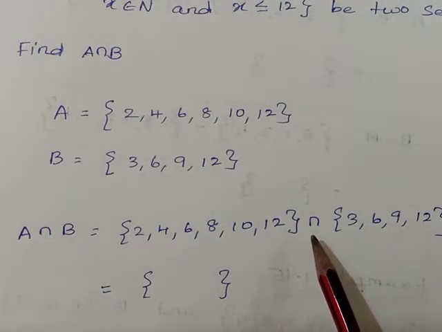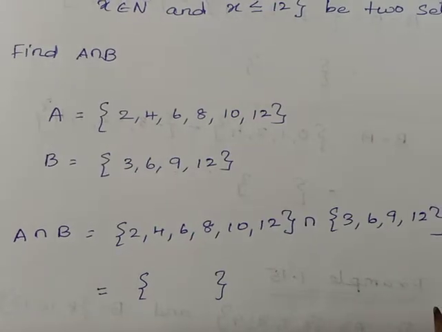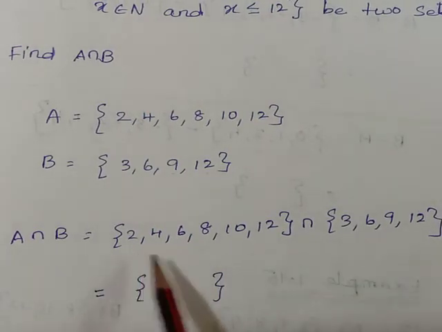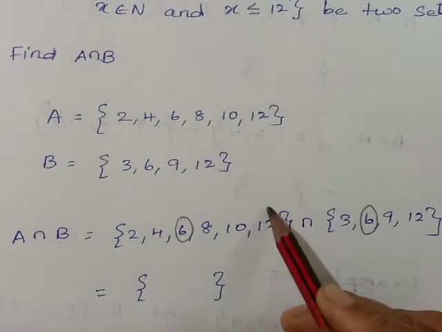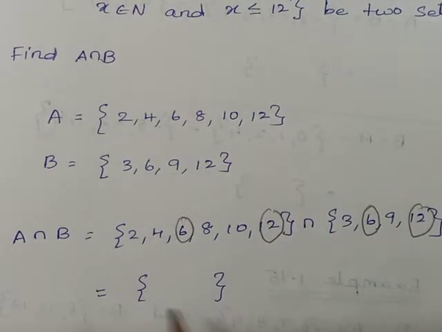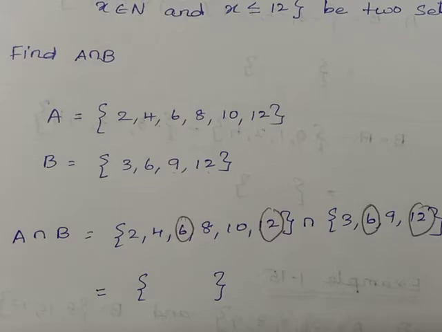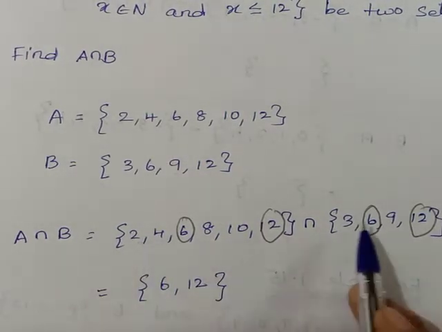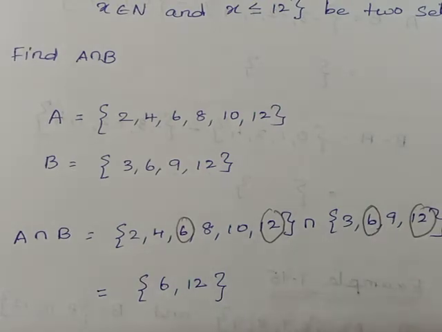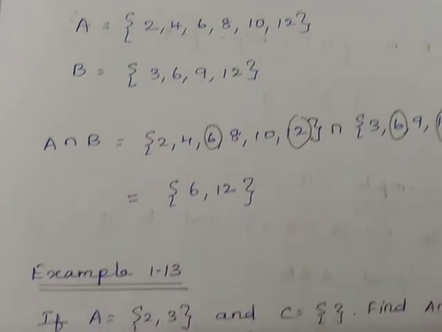Intersection means common. So we'll circle the common numbers. What are the numbers common here? 6, 12. So 6, 12 is your answer. 2 is not here, 4 is not here, 8 is not here, 10 is not here. So 6, 12 is your answer.